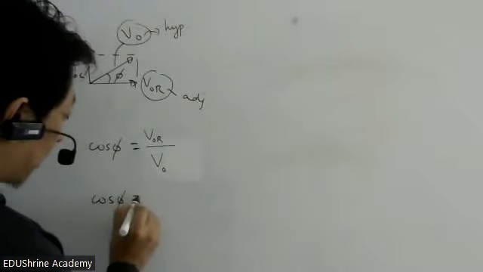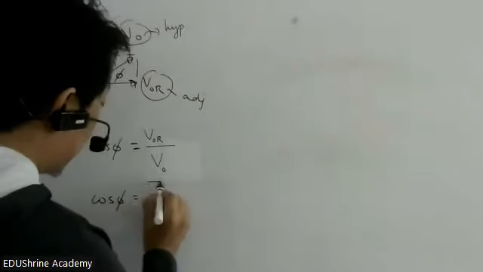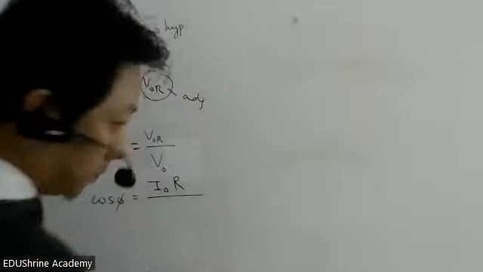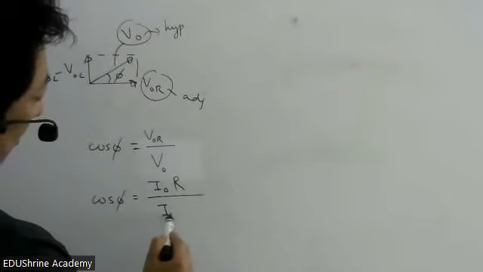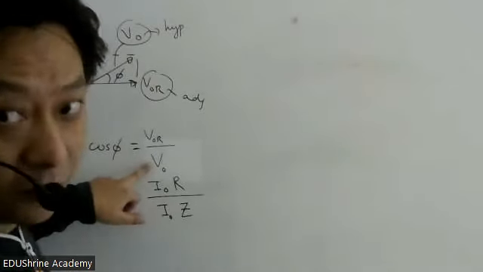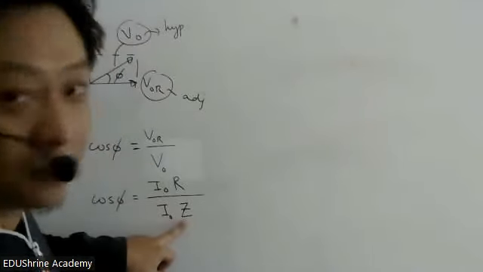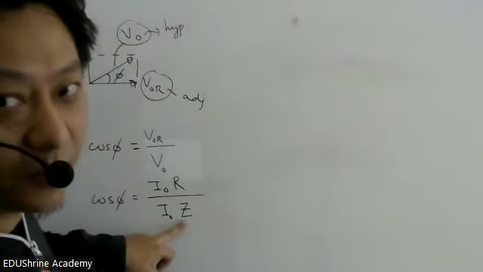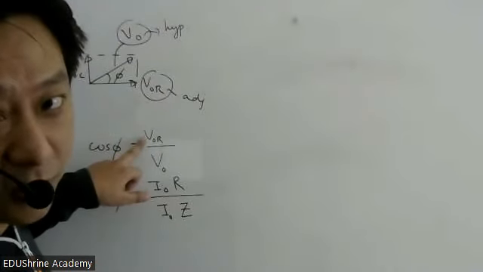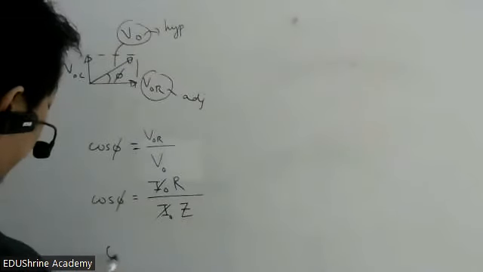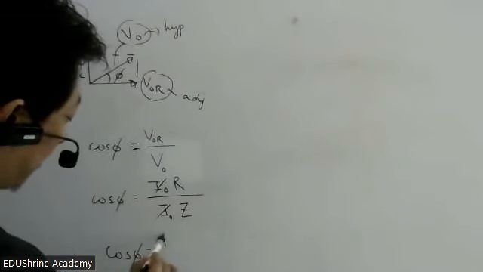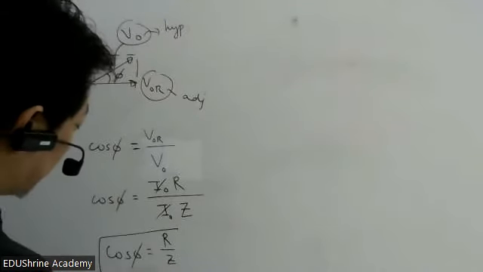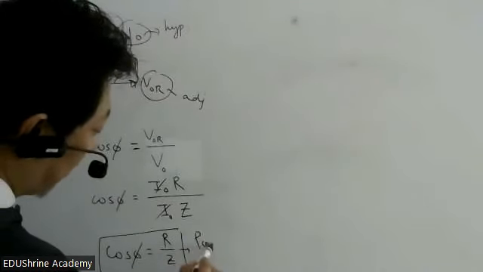And in terms of current, V naught R was I naught into R. What is V naught? I naught into Z, because this is the total voltage, the total peak voltage. So for total voltage, you have to use total impedance, total opposition, which is called impedance. For voltage across the resistor, you use only the resistance of the resistor. So the cos phi formula is R by Z. This is very, very important, guys. This ratio is also called power factor.